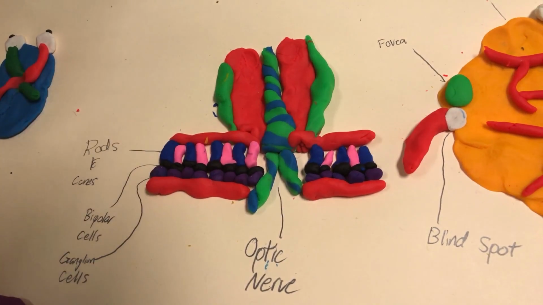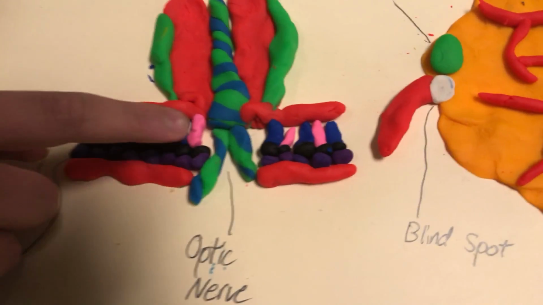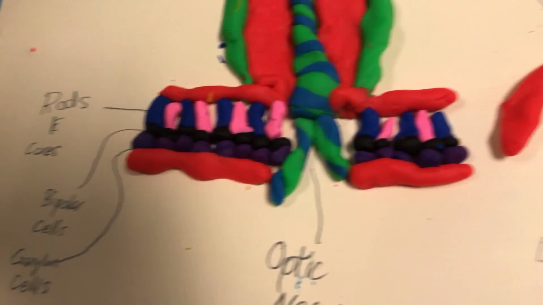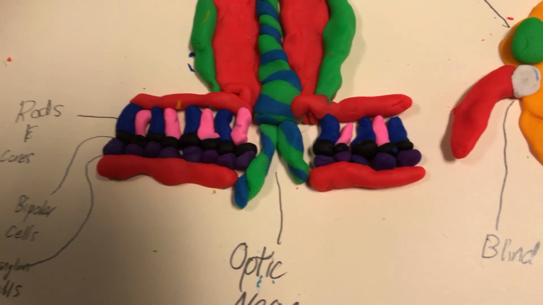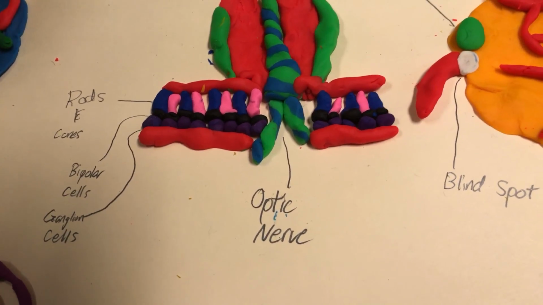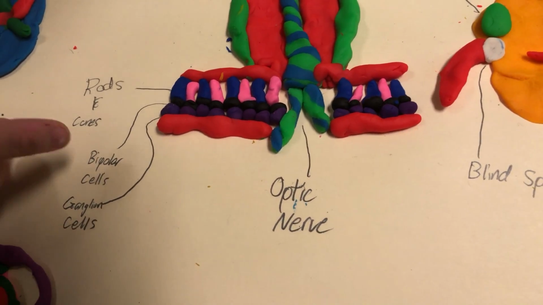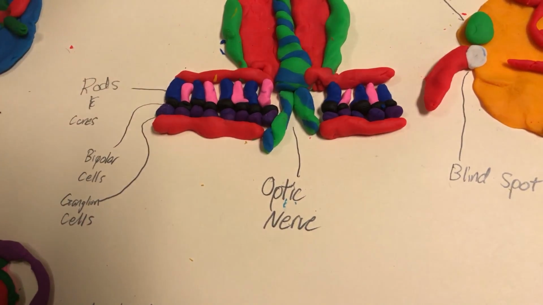Within this little cross section right here, we have the rods and the cones, which are these right here. So the rods are for seeing black, white, and gray. They are not in the fovea, while the cones detect detail and fine color, and they are clustered in the fovea. So one of these pink and one of these blue would be the rods, and the other would be the cones.